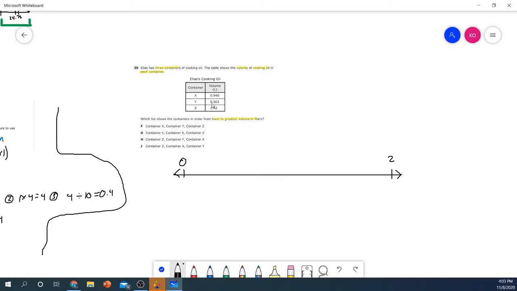So let's start with X. Or before we even start, let's put our intervals. So the number in between 0 and 2 would be 1. Then a number between 0 and 1 is 0.5. And a number between 1 and 2 is 1.5. So, let's start by looking at these numbers and trying to figure out where to place them.